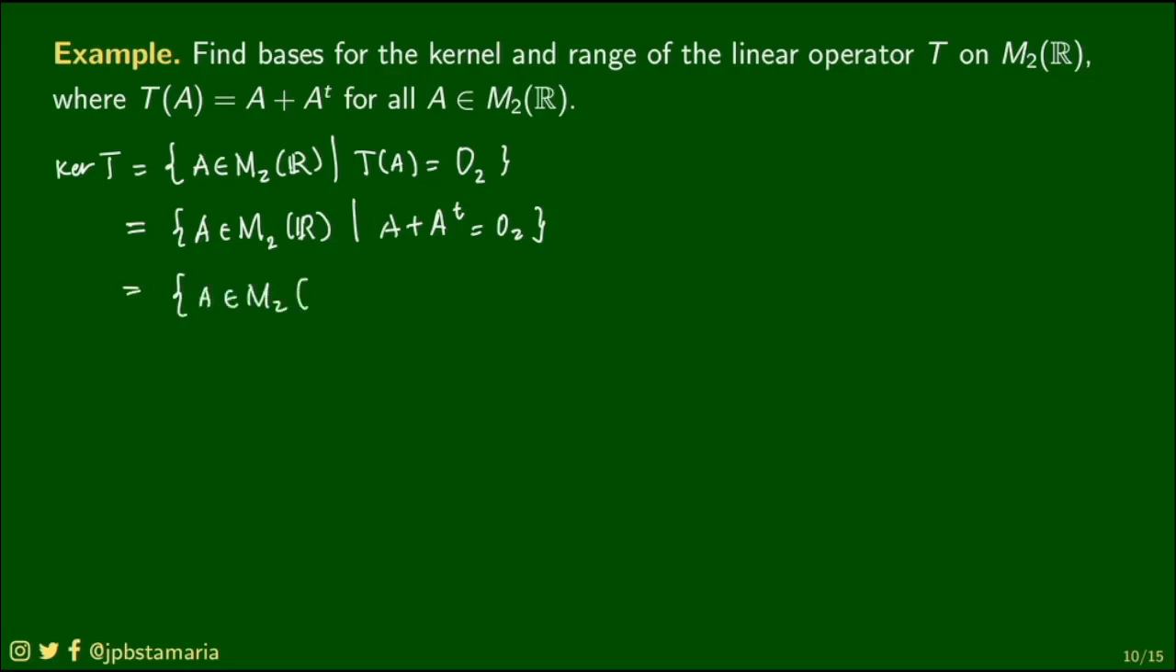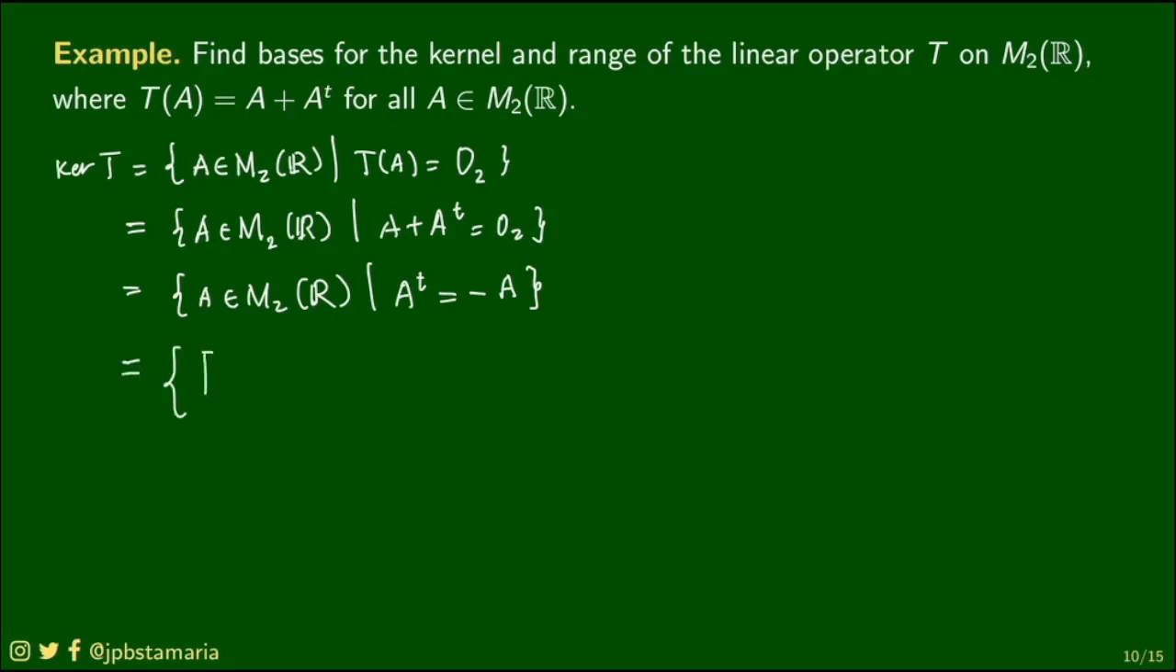So this is the space of all matrices so that the transpose of A is equal to minus A. As you can see, this equation is quite familiar, right? This is actually the space of all skew symmetric 2 by 2 matrices, right?